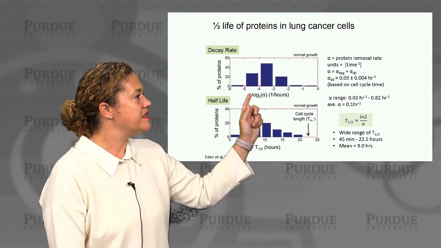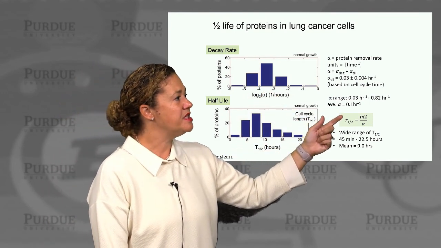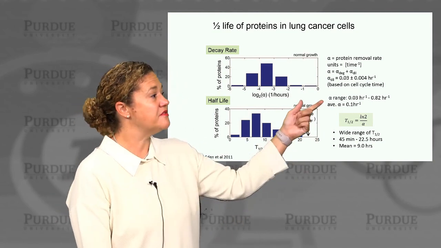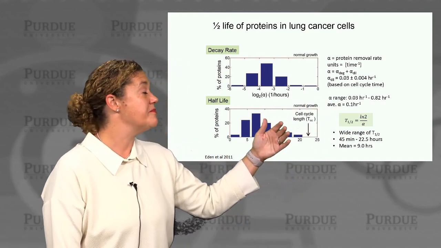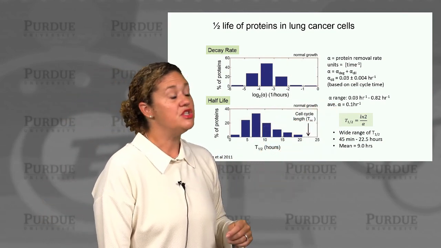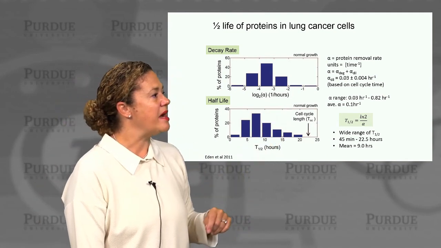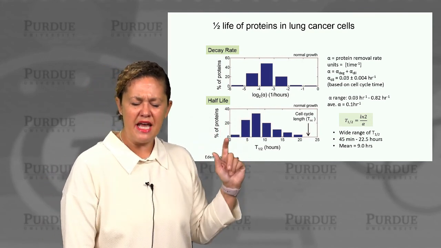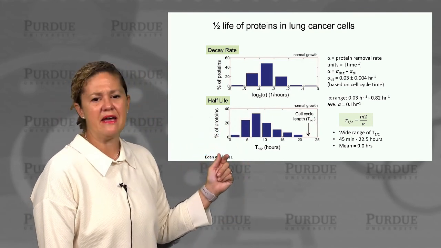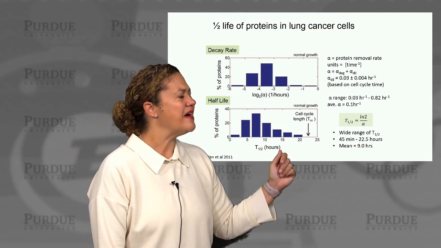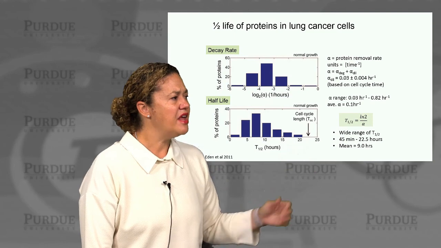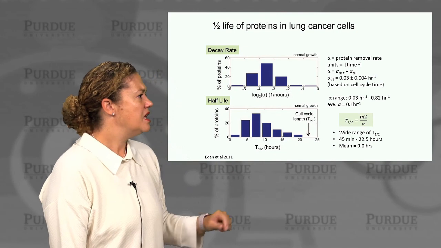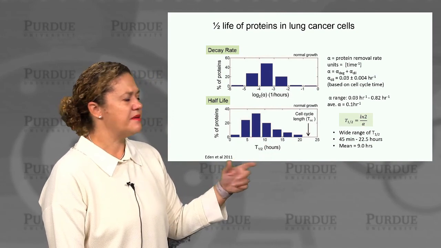And so you see this histogram here of these proteins. They saw a range starting at about 0.03 inverse hours, which is the extreme from the dilution rate, up to 0.82 inverse hours, with an average of about 0.1. Okay, so it's maybe a little bit harder to think about the decay rate. So let's flip that around and think about half-lives now, in units of hours. Just to remind you, our half-life is just the natural log of 2 over our decay rate.